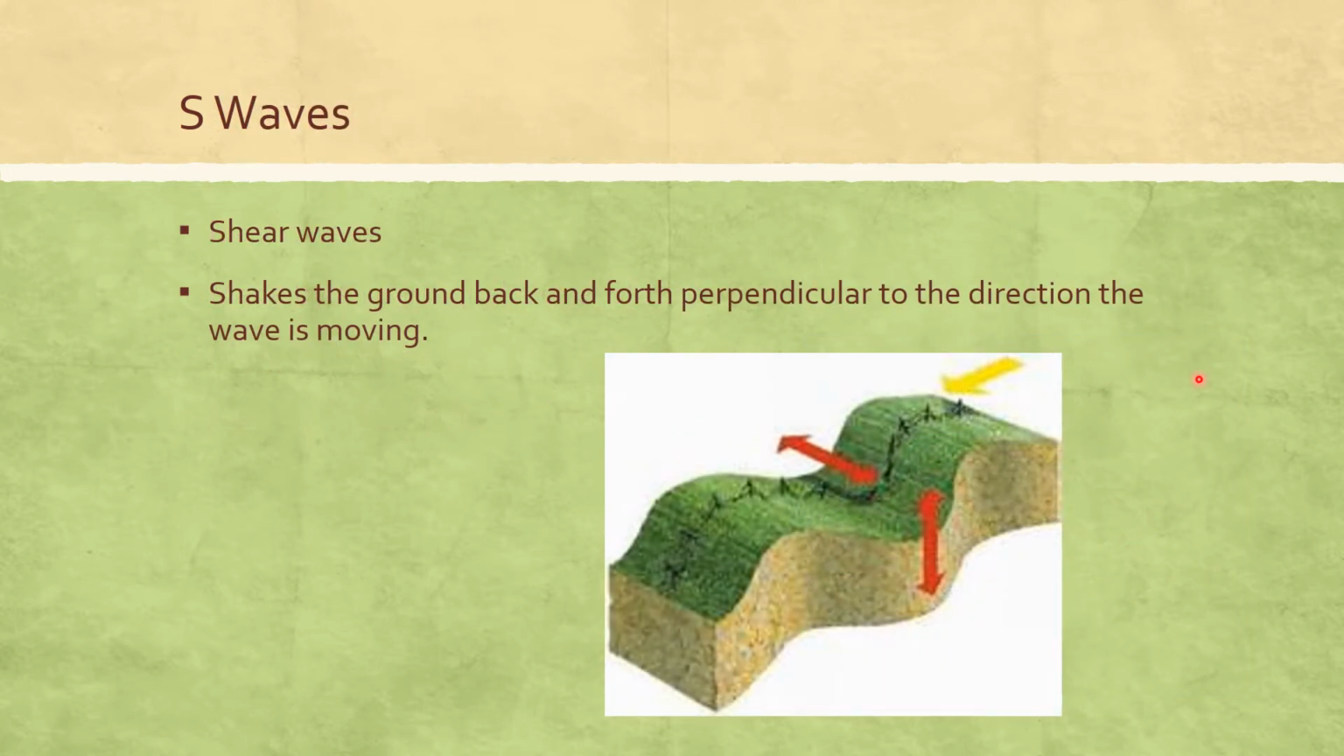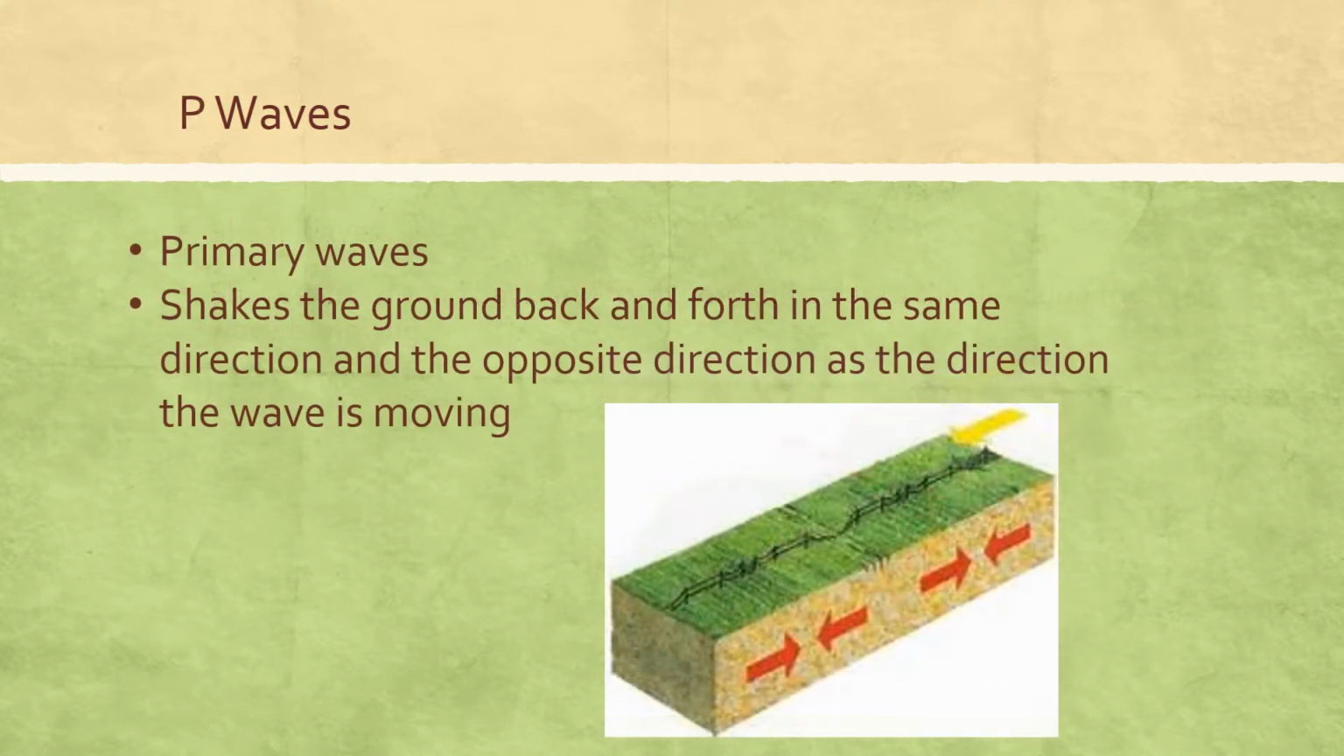S waves are actually called shear waves, and they shake the ground back and forth perpendicular to the direction that the wave is moving. So they go up like this. P waves are primary waves, so they shake the ground back and forth in the same direction and the opposite direction as the direction the wave is moving.